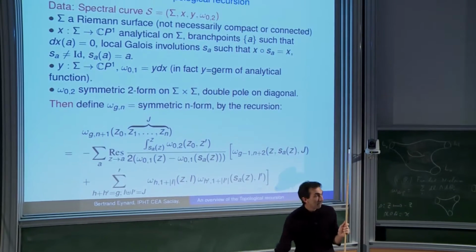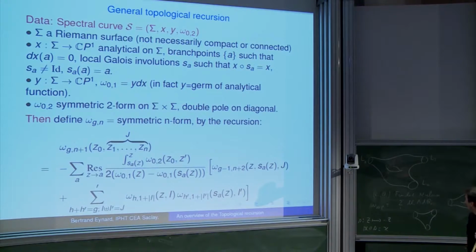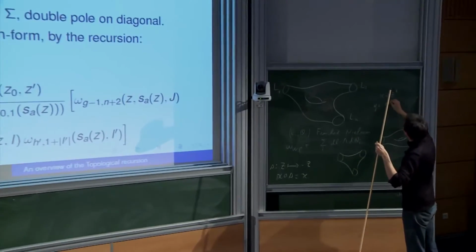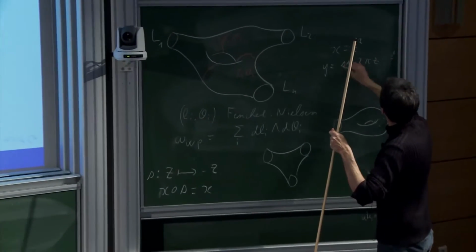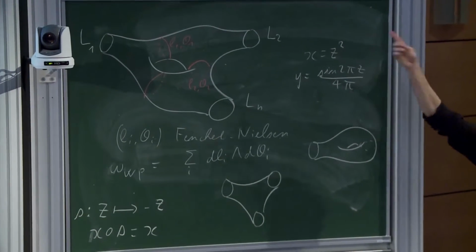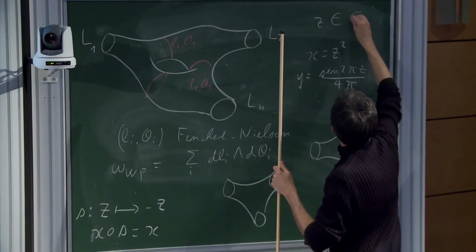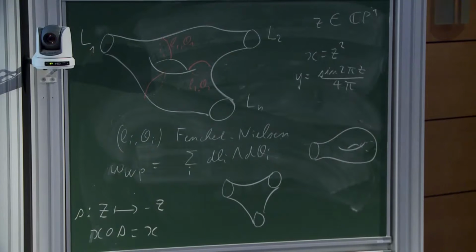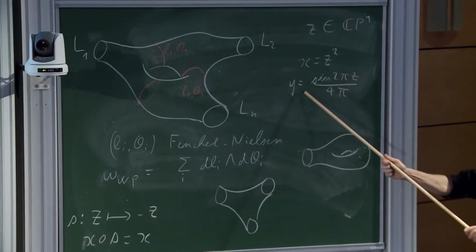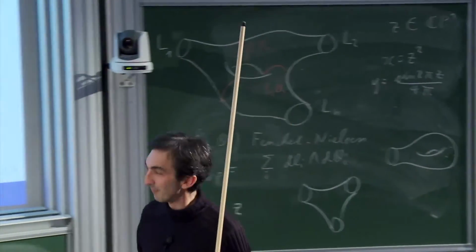Question: what's the spectral curve of this? Well, you had x equals z squared, and y was sine 2 pi z over 4 pi, I think. So it's not rational, but z lives on the complex plane. It depends. The underlying curve is a rational curve, but the actual function y of z is not rational. So it depends what you mean by that.